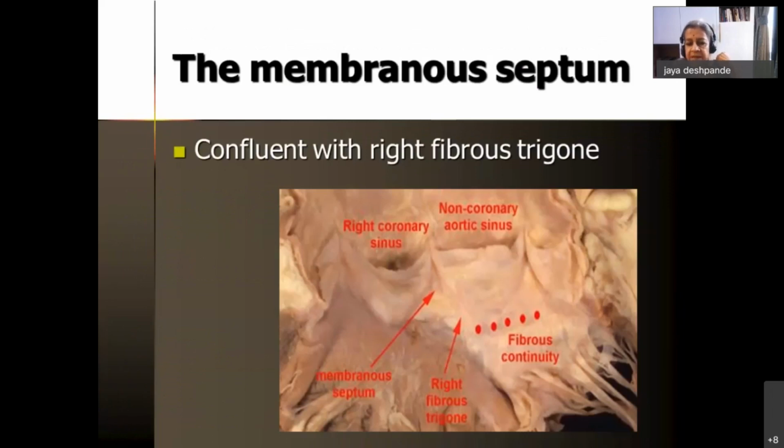Now, how do we see it from the left side? On the left side, you will see the membranous septum here as a fibrous structure between the right coronary and non-coronary aortic sinus. So it's in very close proximity to the fibrous continuity between the mitral valve and the non-coronary cusp.